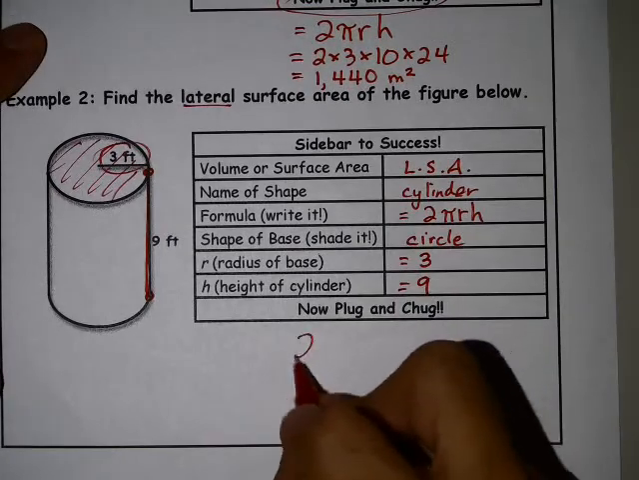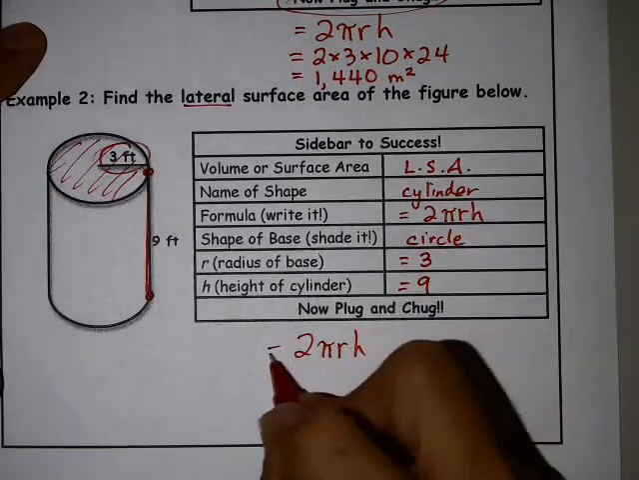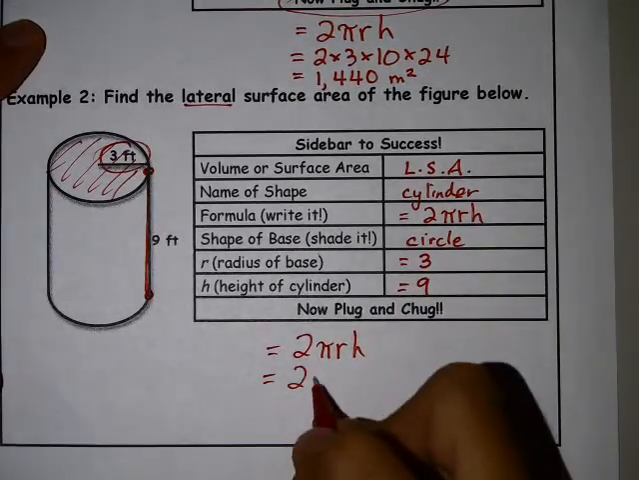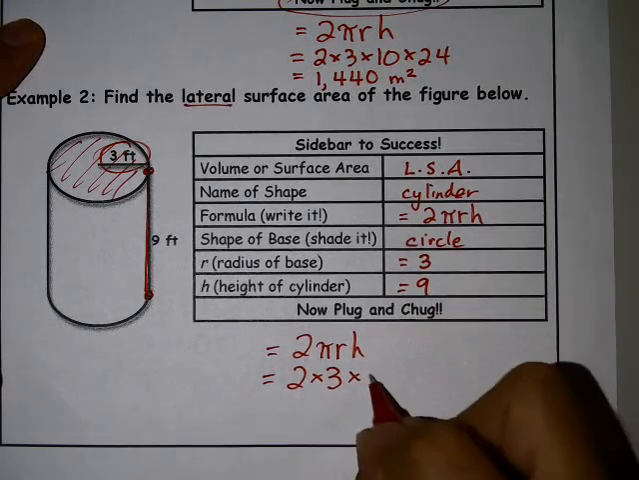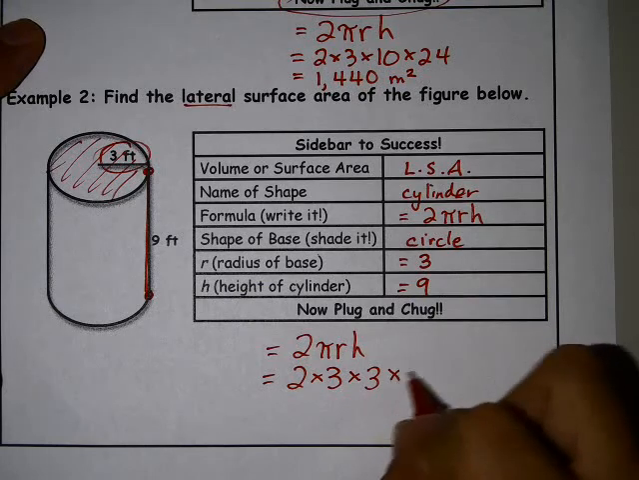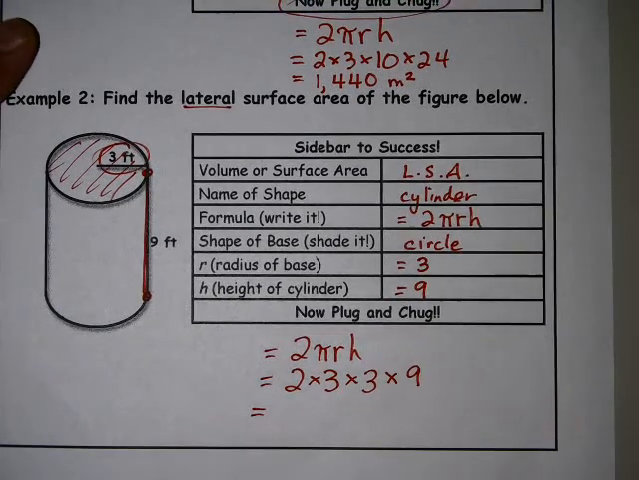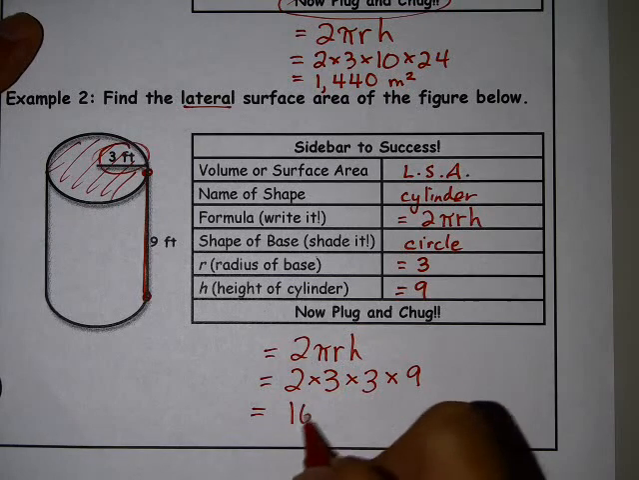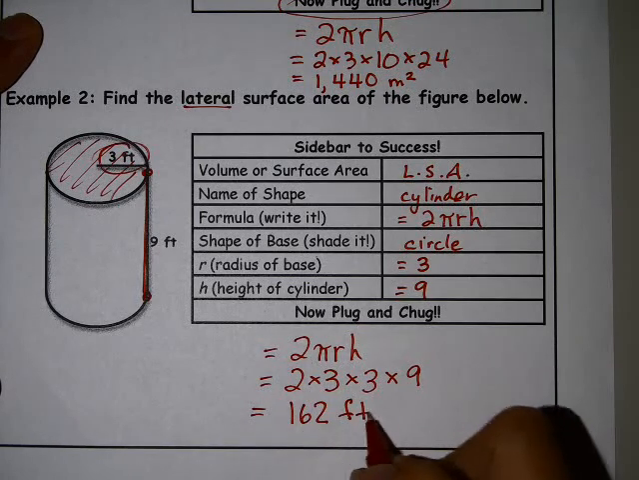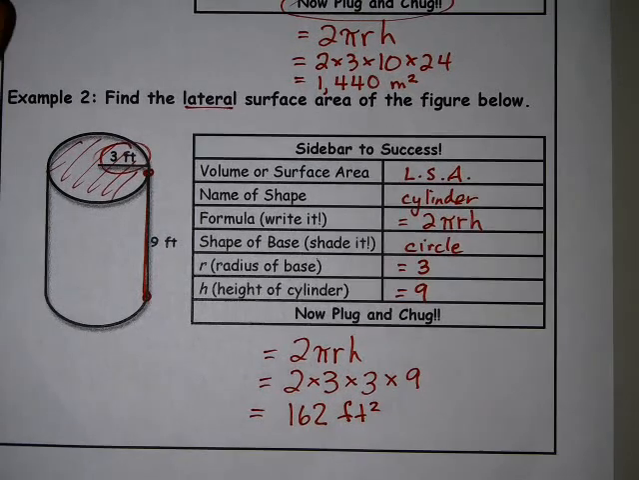Once again, we're just going to put those numbers in the formula and do some math. We're going to use 3 for pi, so 2 times 3 times the radius, which we found was 3, times the height, which was 9. 2 times 3 is 6, times 3 is 18, and 18 times 9 gives us a final answer of 162. And this one is in square feet. So 162 square feet is the answer to this one.